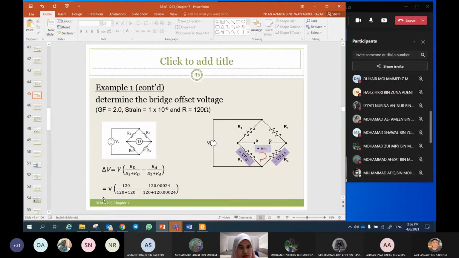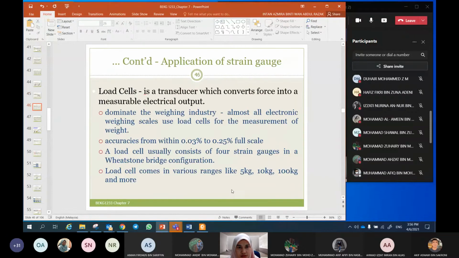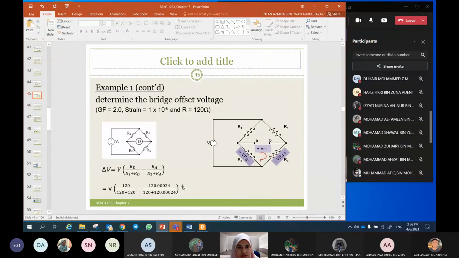120 for all R. So 120 divided by 120 plus 120 here, multiplied by the voltage source, minus the new R4 because of the stress that we apply. This is the new R4 after we add the delta R, divided by this, and we will get the value of V. What is the value of V here?